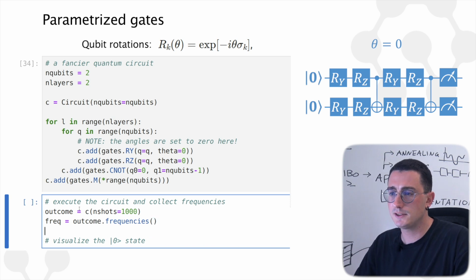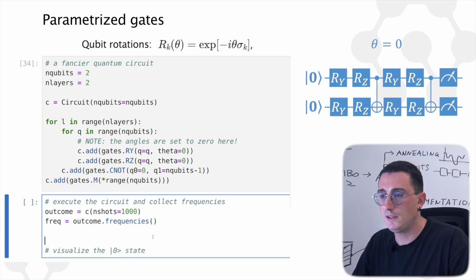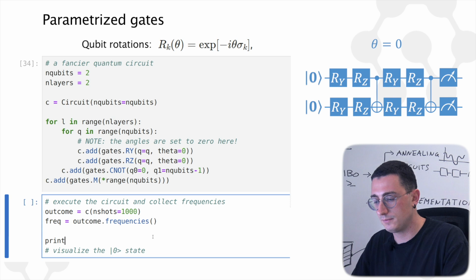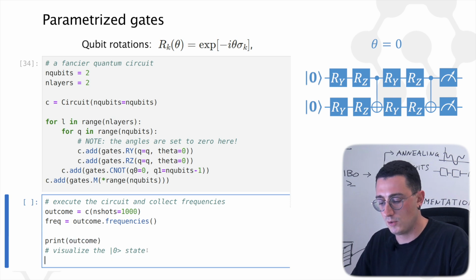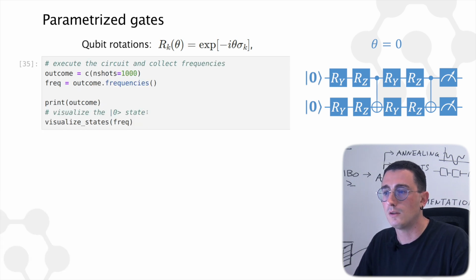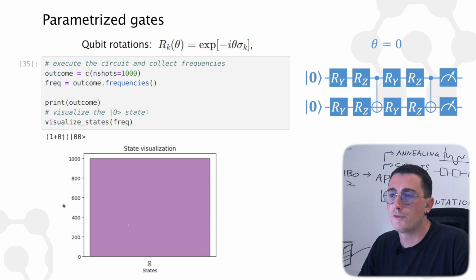And if we do like this, then we can print the final state, outcome, and also we can call this function visualize state on the frequencies. And what you can see from the state and from the plot is that we are not moving from the initial state, which is the 0 computational state, 0, 0.